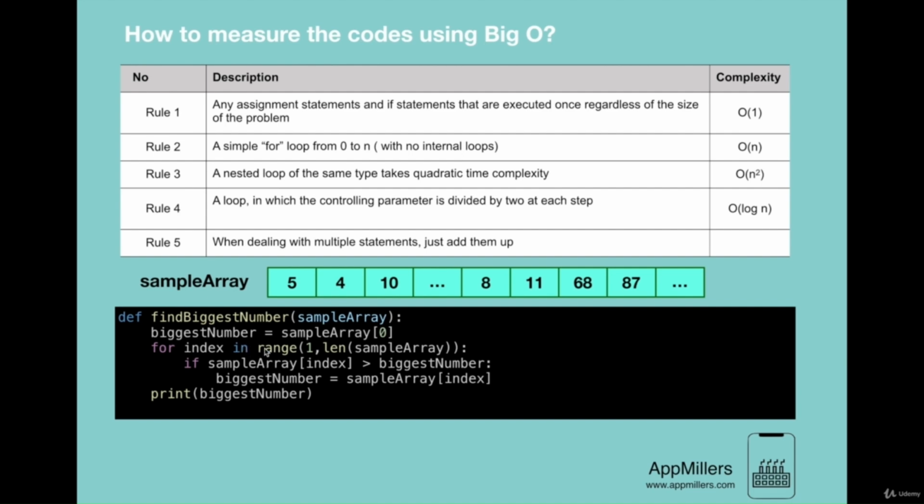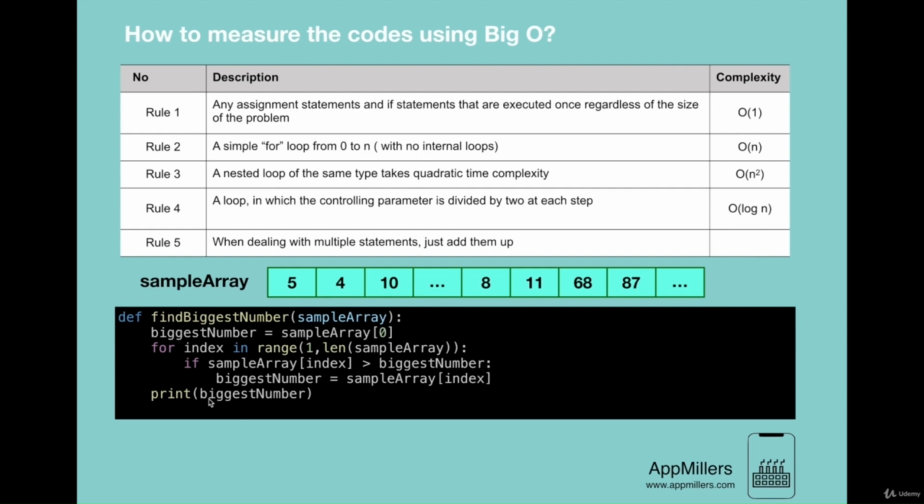Then we create a loop which starts from the second element till the last element of the array. And inside the loop, we check if the current element's value is bigger than the biggest number, and then we assign that element's value to the biggest number. And then we continue to the next element of the array and do the same operations that are inside the loop. And this loop continues until it reaches the last element. Once the loop terminates, we print out the biggest number. So this is a simple method which finds the biggest number in the array.